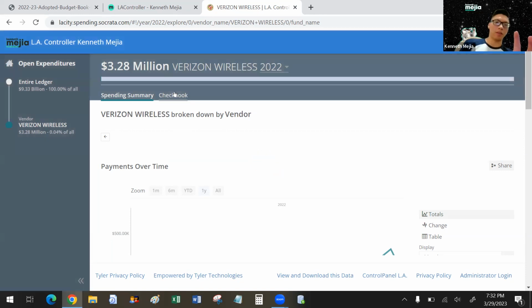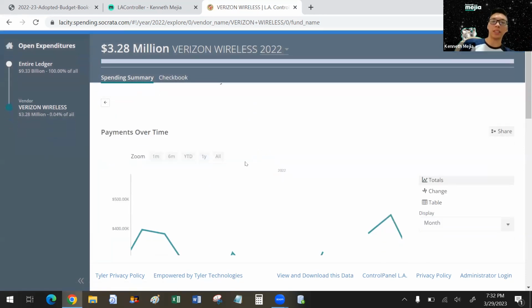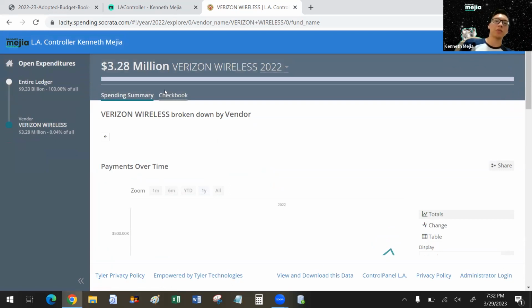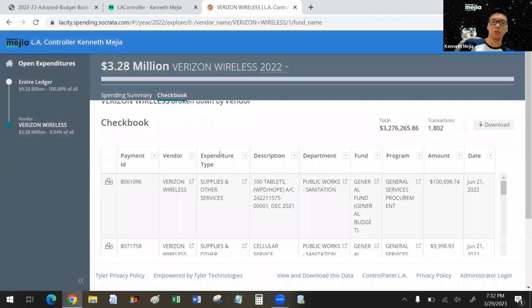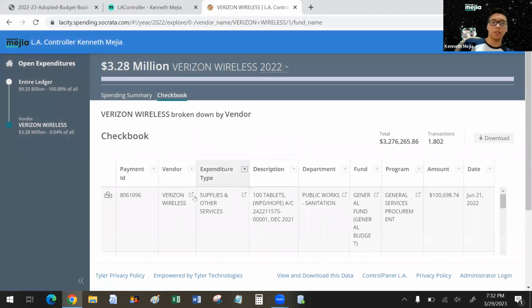Now, the even cooler part is, well, you want the details, right? I click on checkbook right here, and it shows you what we spent the money on. It shows you the ID, the vendor, what type of expenditure it is. So it's supplies. It shows you a description, what we bought from them. So we bought 100 tablets, and it shows you which department got this, so sanitation, public works, and what fund it came from.